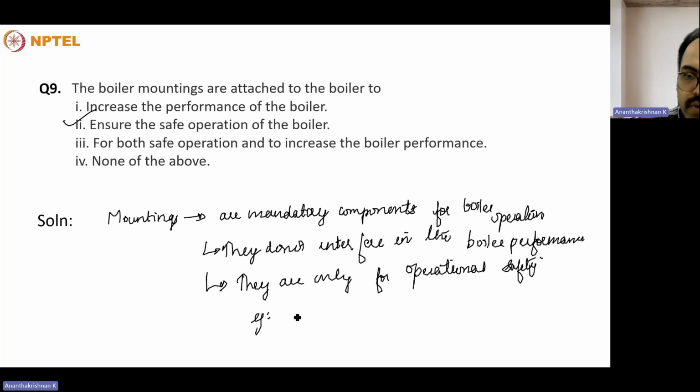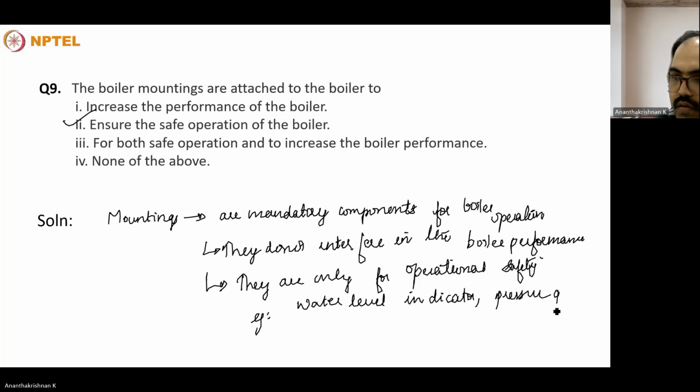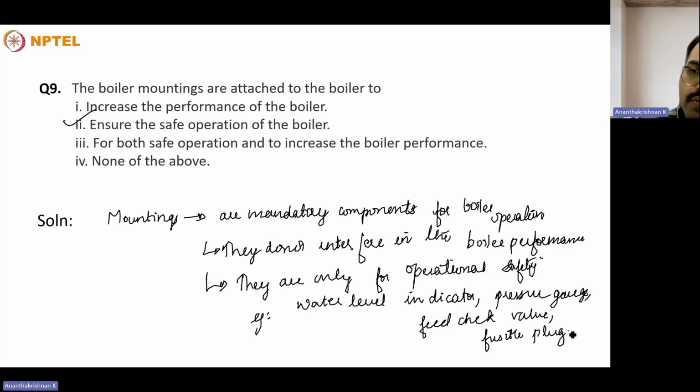For example, a few examples of boiler mountings are water level indicator, pressure gauge, feed check valve, and fusible plug that will melt once the load goes over a certain level. So these are boiler mountings and accessories. The difference is that boiler mountings are fittings used for safety purposes, while the accessories are something that improve the efficiency of the boiler.